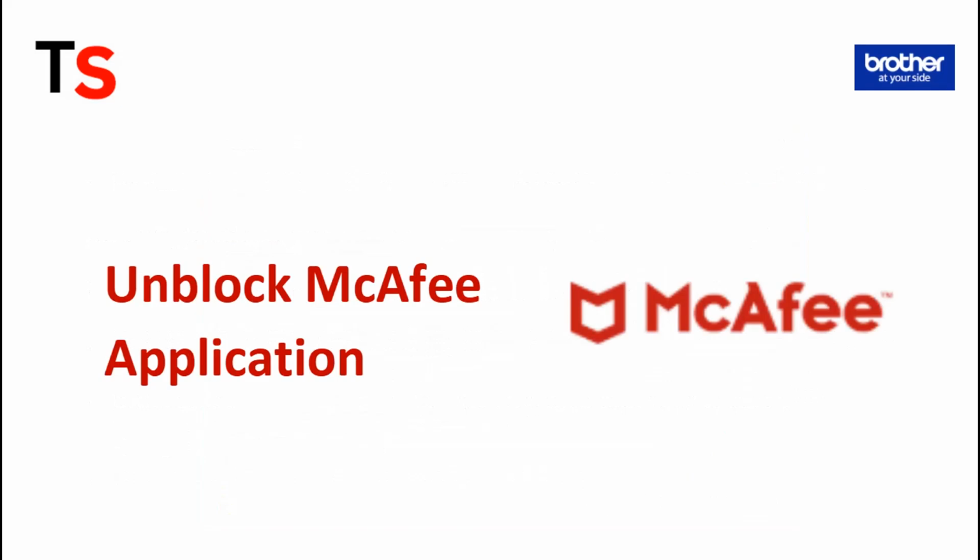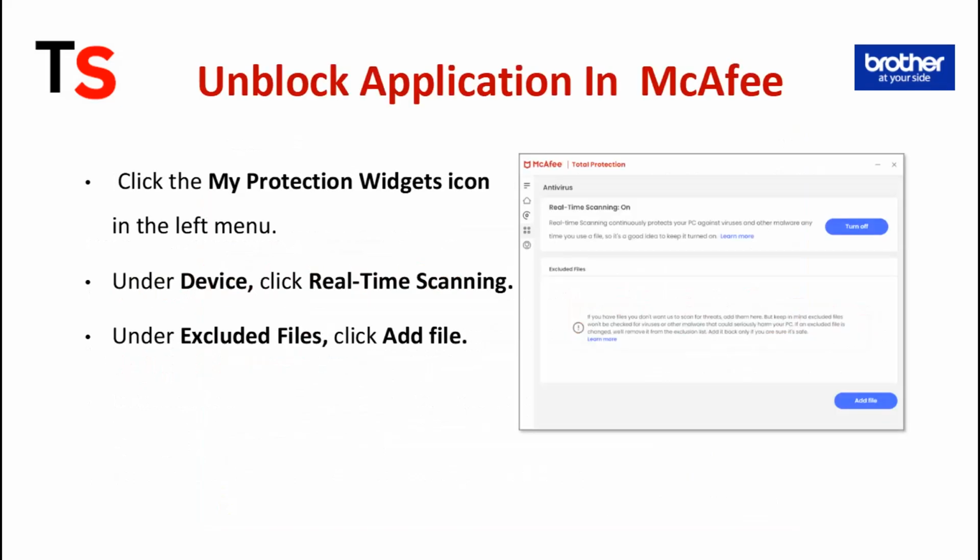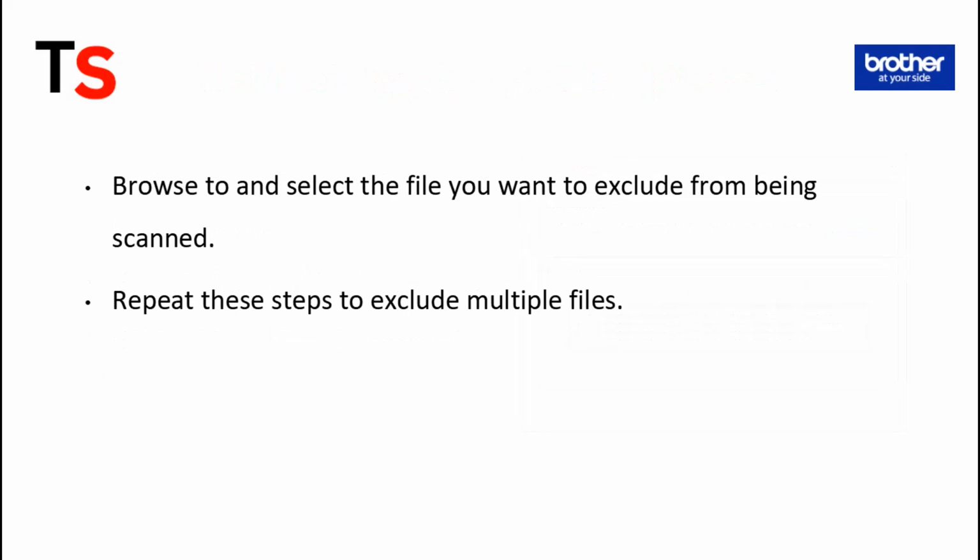If you are using McAfee, then open the application and go to the My Protection widget icon. Then under Device, click Real-Time Scanning. Under Excluded Files, click Add Files and add the Control Center 4 application. The default file path is C:\Program Files (x86)\Control Center 4 folder. Once you have added it, it will be free from scanning. Now if you open the Control Center 4 application, it will work fine.